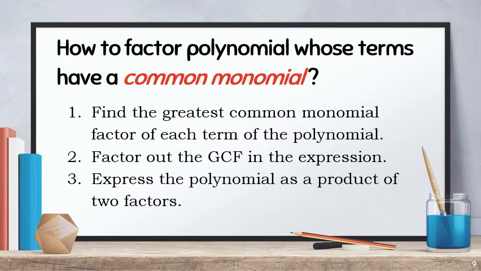Now we are ready to proceed to our first lesson, factoring polynomials with a common factor. But wait, how do we factor a polynomial whose terms have a common monomial? The first thing you need to do is find the greatest common monomial factor of each term of the polynomial. Next, factor out the GCF in the expression. And lastly, express the polynomial as a product of two factors.